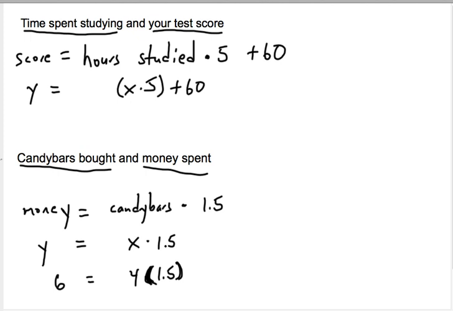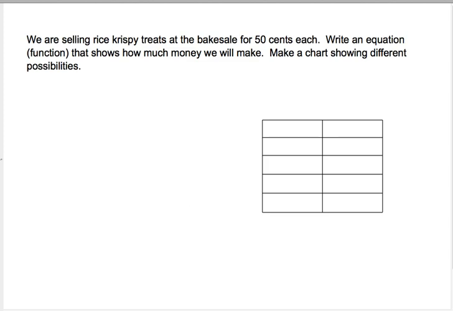Let me do one more example. So imagine that we are selling Rice Krispie treats at the bake sale for 50 cents each, and we need to write an equation or a function that shows how much money we will make, and then we're going to make a chart showing different possibilities. Okay, so in this case we're selling Rice Krispie treats, and so the amount of money we make is going to equal how many Rice Krispie treats we sell, so treats sold times the cost per treat.